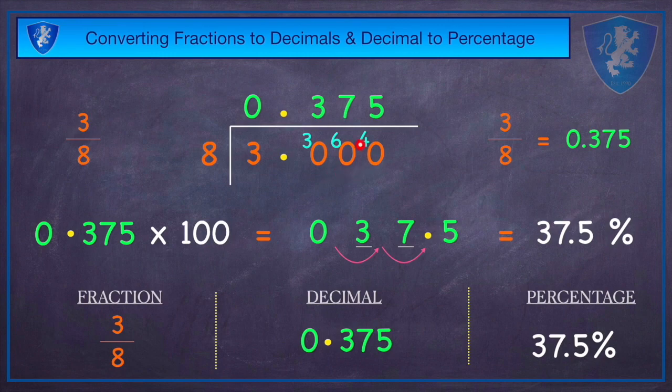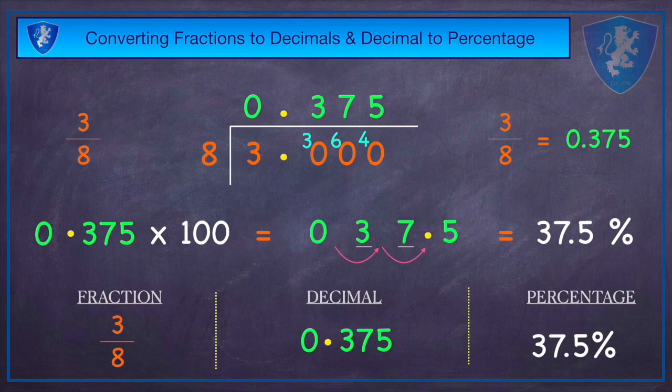and 8 times 5 is 40. So 3 over 8 is 0.375. Now we convert this into a percentage, and here you can see 2 places to the right, and it's 37.5%. Very important fraction again, 3 over 8 is 0.375 as a decimal, and as a percentage it is 37.5%. And those two fractions are very important, 1 over 8 and 3 over 8.